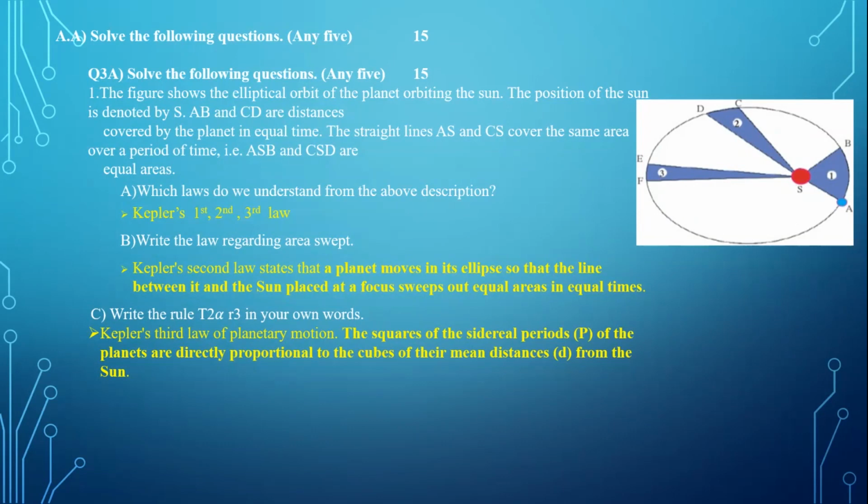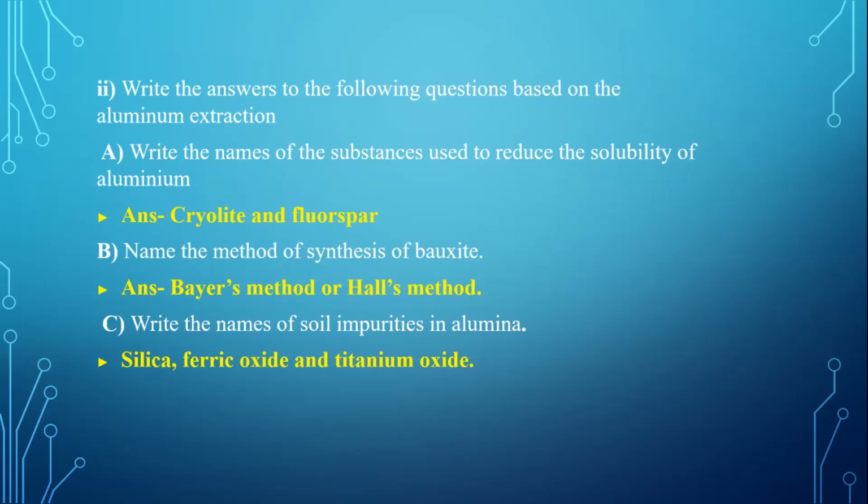See, number 2, write the answer to the following questions based on aluminium extraction. In aluminium extraction, some questions are asked and you have to write them down. Write the name of the substances used to reduce the melting point of aluminium. What are those substances? That is cryolite and fluorspar. These are the substances used in the extraction of aluminium.